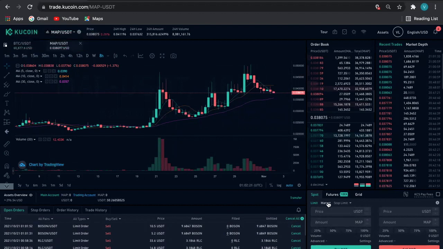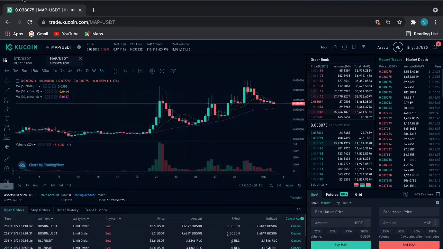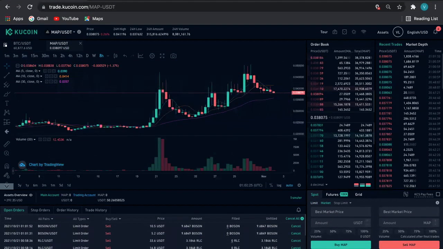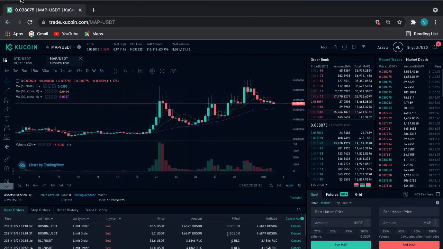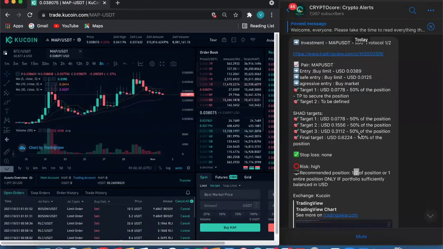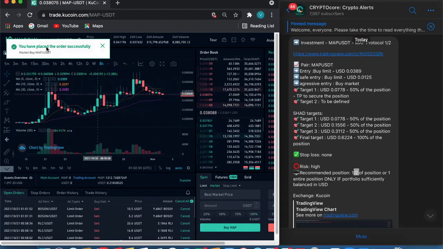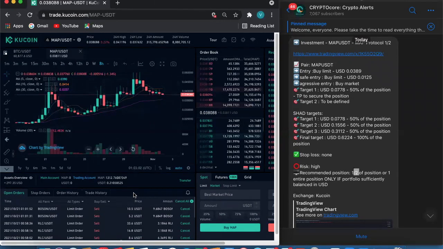And I'm going to place a market buy, which means I'm going to buy MAP at the current market price, which is right now about 3.8 cents. So let's place right here. I want to put in $50 of USDT to allocate to purchase MAP. Let's see how many right there. Let's buy it. There you go. Ding, ding. Just bought some MAP, $50 USDT worth of MAP.